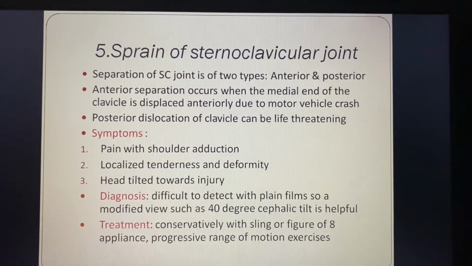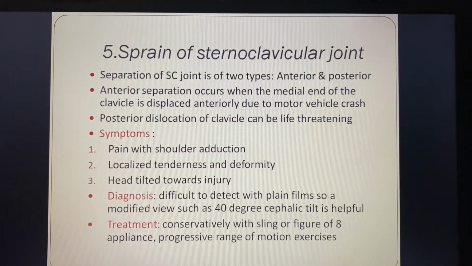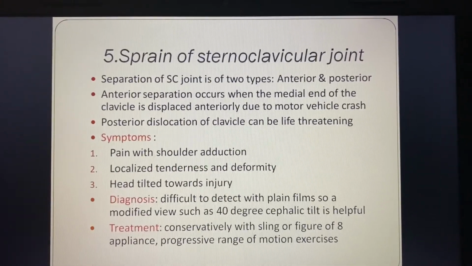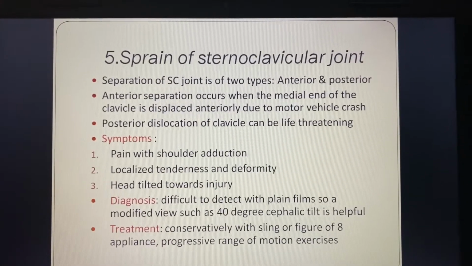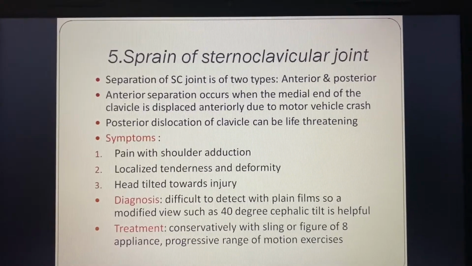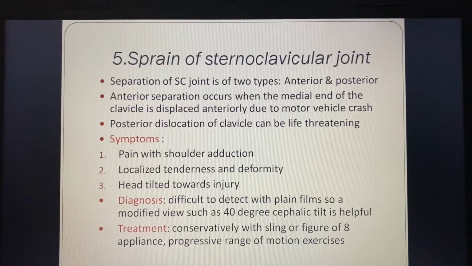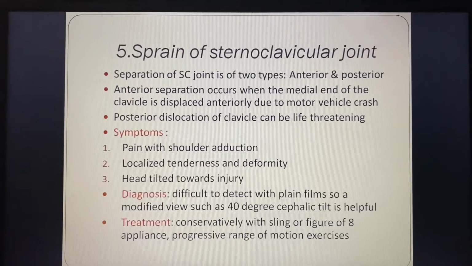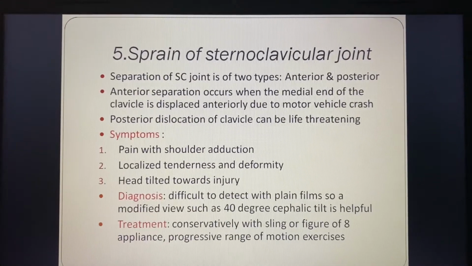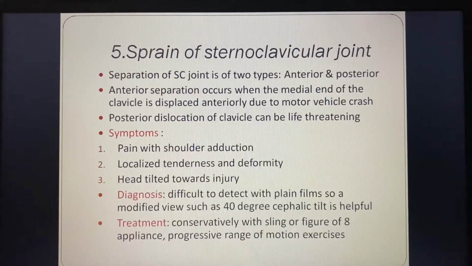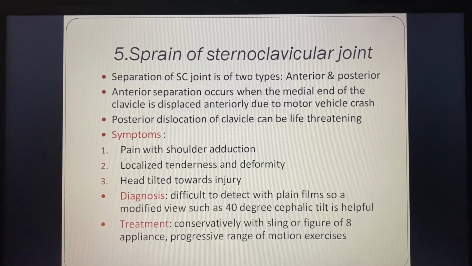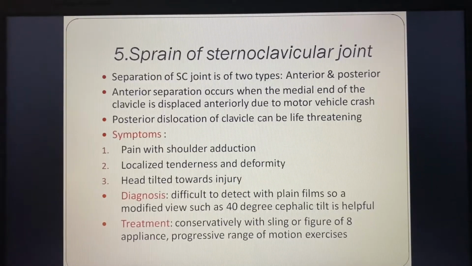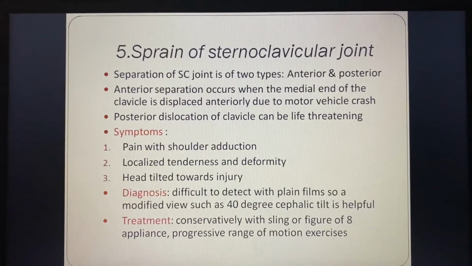Sprain of the sternoclavicular joint. Separation of the SC joint is of 2 types. It can be anterior and it can be posterior. Anterior separation occurs when the medial end of the clavicle is displaced anteriorly due to a motor vehicle accident. Posterior dislocation of the clavicle can be life-threatening due to pressing on the neck veins. Symptoms: pain with shoulder adduction, localized tenderness and deformity, and head tilted towards the injury. Diagnosis: it is difficult to detect with plain film, so a modified view such as a 40 degree cephalic tilt is useful. Treatment is usually conservative with a sling or figure of 8 strap. Progressive range of motion exercises are done.